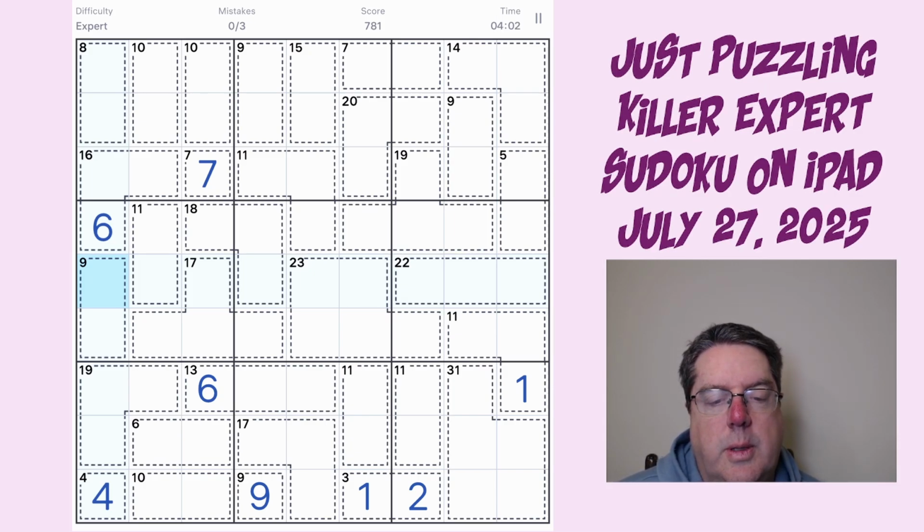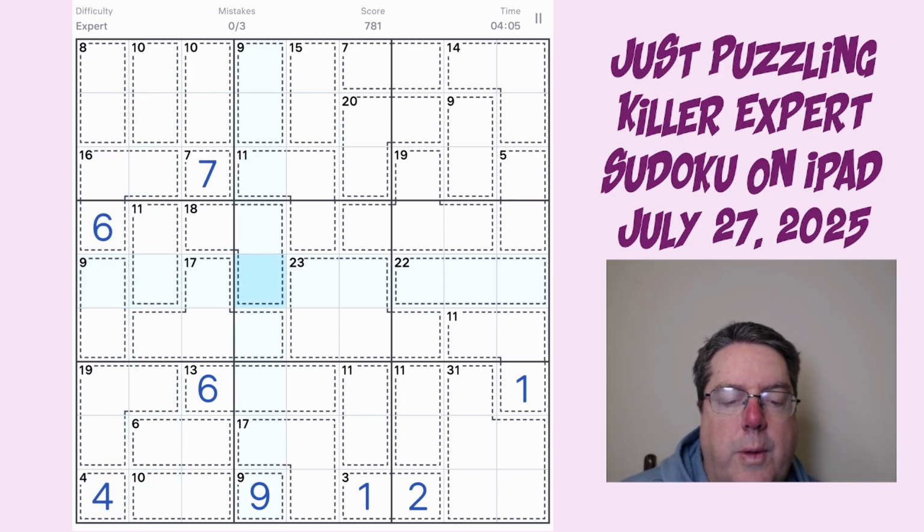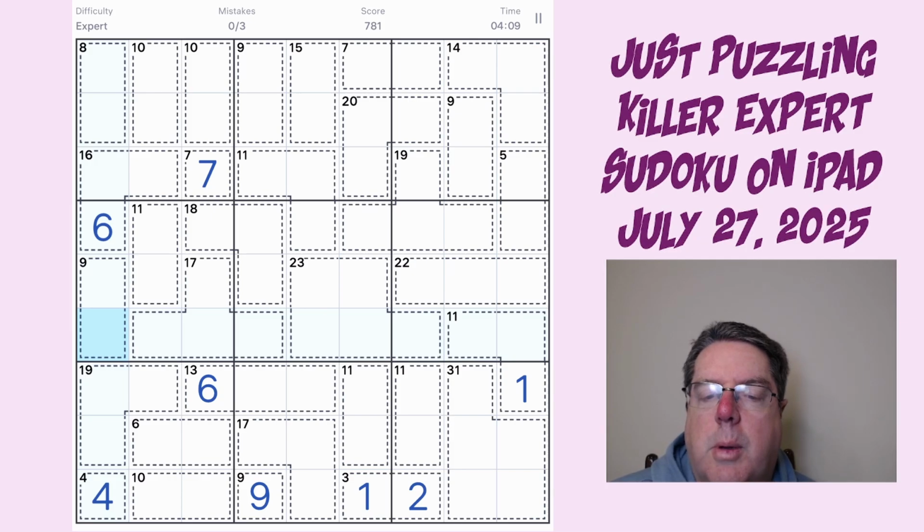What else can we see? We can figure out what these two are by adding these 2 rows across here, but I'm not going to do that for the moment.